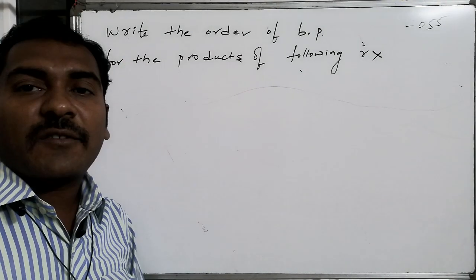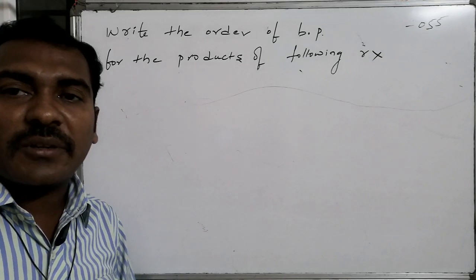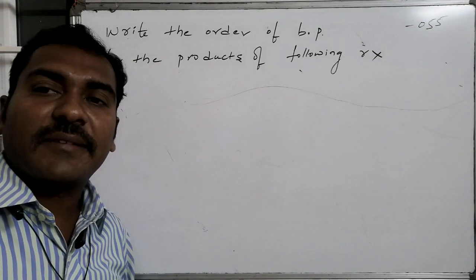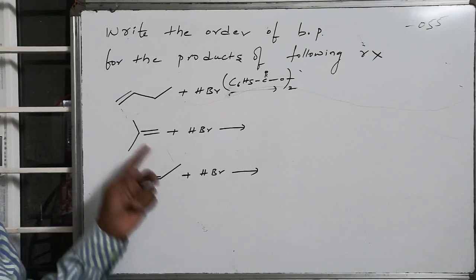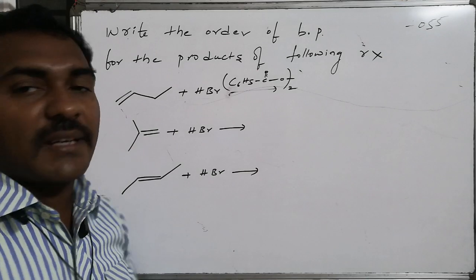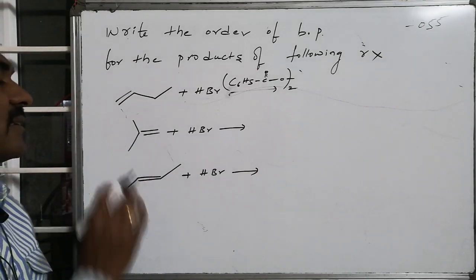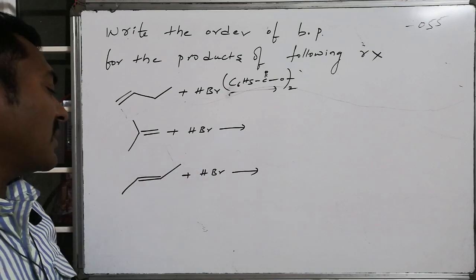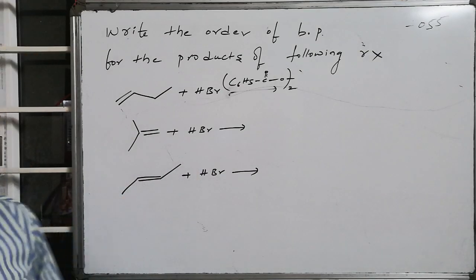Write the order of boiling points of the products formed in the following reactions. The reactions are: 1-butene on reaction with HBr in presence of benzyl peroxide. Similarly, 2-methyl-1-propene on reaction with HBr, and 2-butene on reaction with HBr.